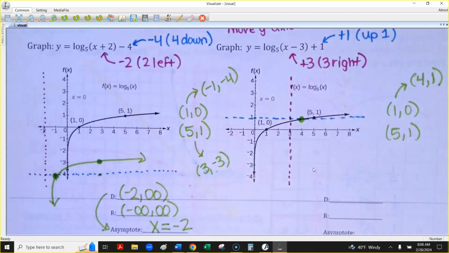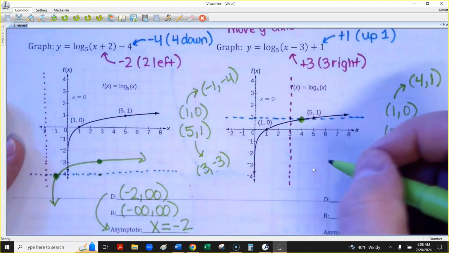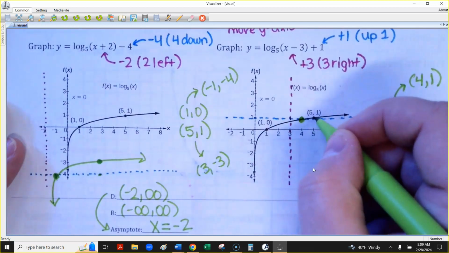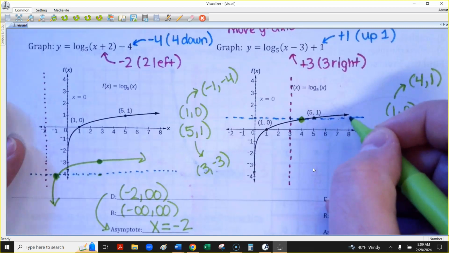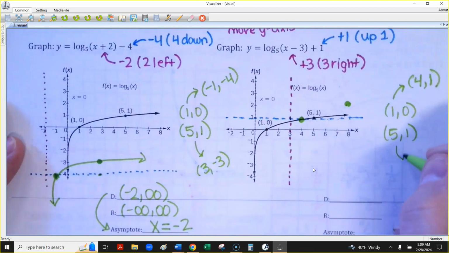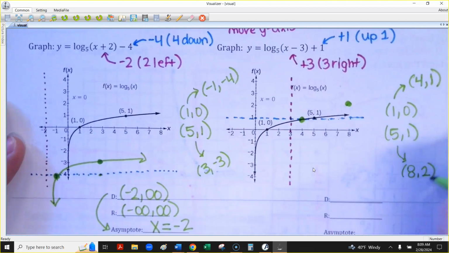You would add 3 to the x-coordinate, so 1 plus 3 would be 4, so that makes sense. And then I would add 1 to the y-coordinate. The original y-coordinate is 0, add 1, that should be 1. All right, so for the other point, (5, 1), pretend that's your origin. You're going to go 1, 2, 3, 4, 5. You'd be at 8, and then you go up 1. So that would be the point (8, 2) on that graph.